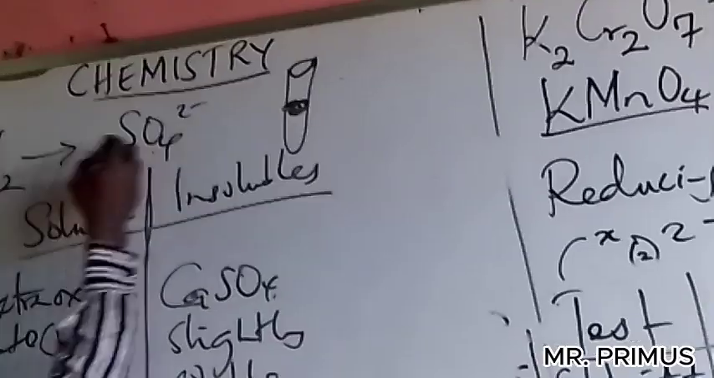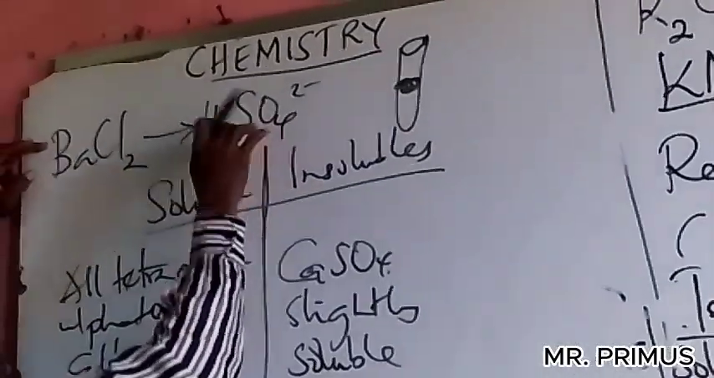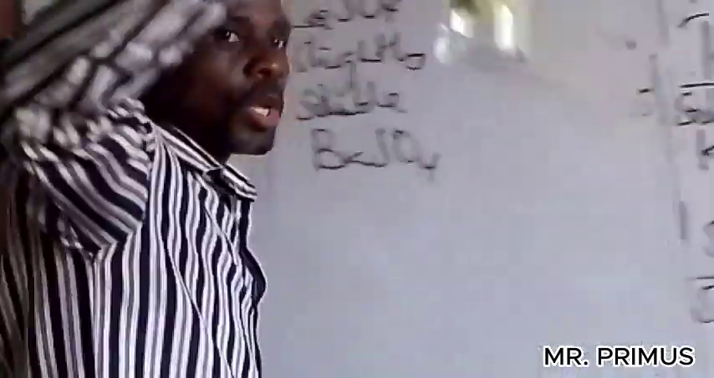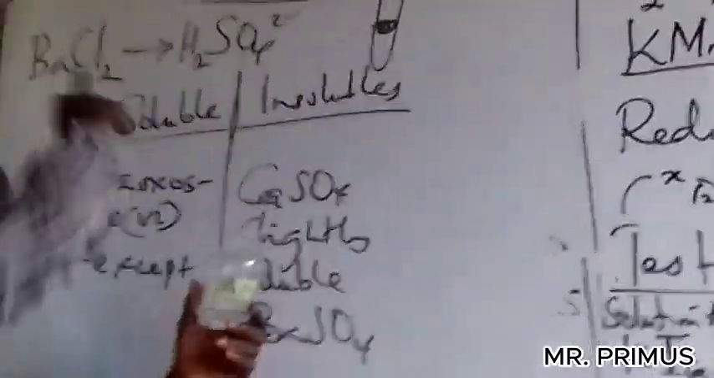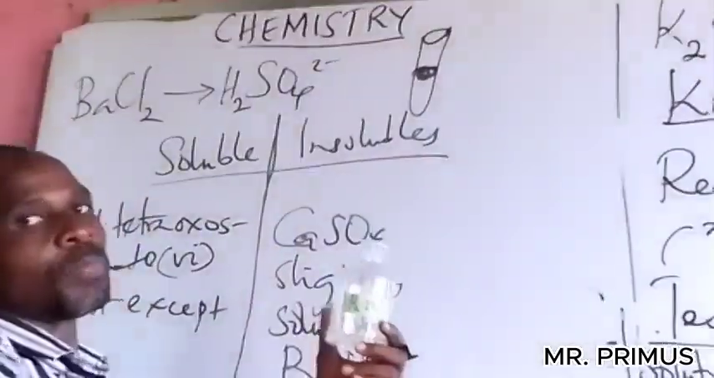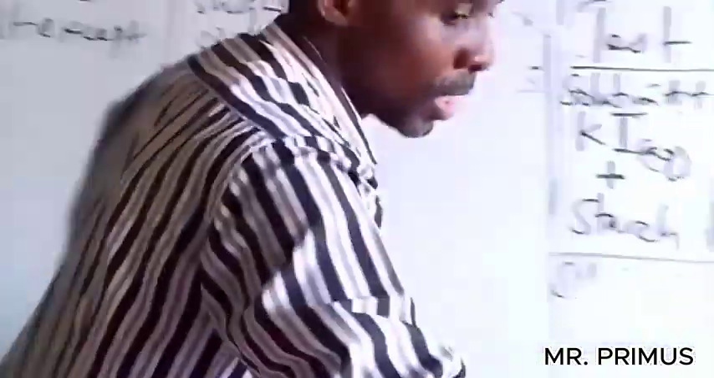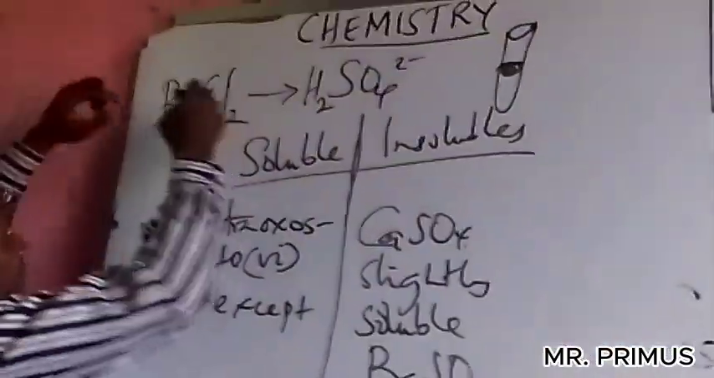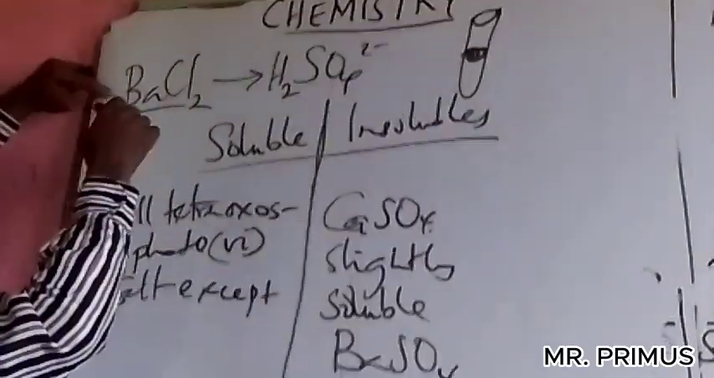Even when you get this thing, add dilute H2SO4. If I have dilute H2SO4 and get barium chloride, if I add this thing in drops, I will have a precipitate. I'm going to do that anyway. Now that is anytime you see barium chloride.